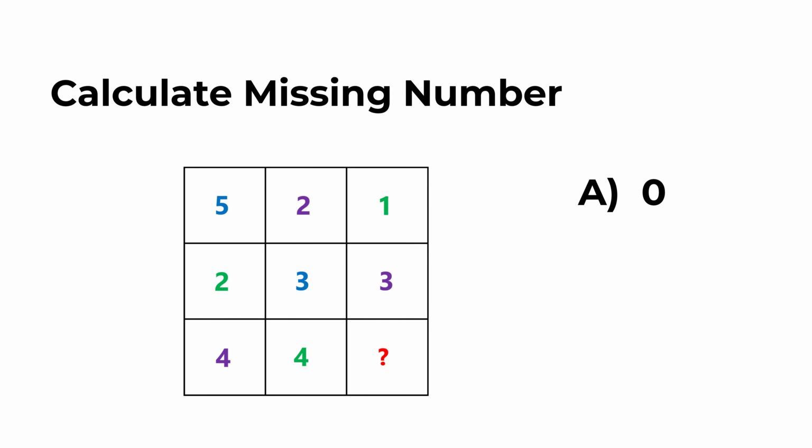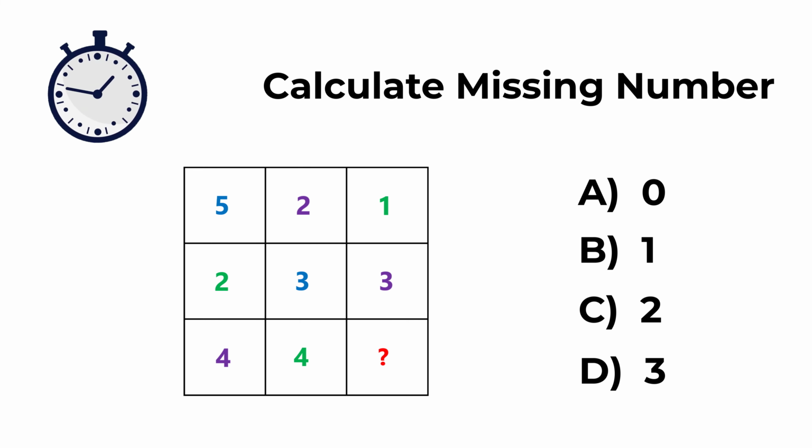Choice A, 0, choice B, 1, choice C, 2, and choice D, 3. Take a look closely and see if you can identify the missing number. Give yourself 5 to 10 seconds, maybe 10 to 15 seconds, to see if you can come up with the right solution. Do you see the answer? Let's continue to see how we can solve this challenge and get to the correct solution together.